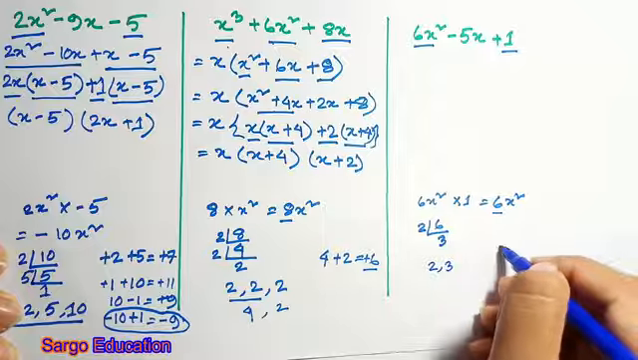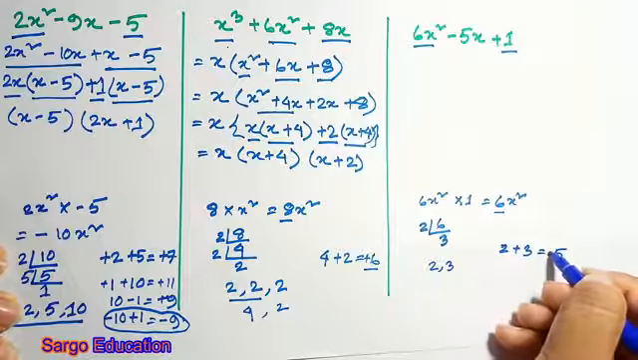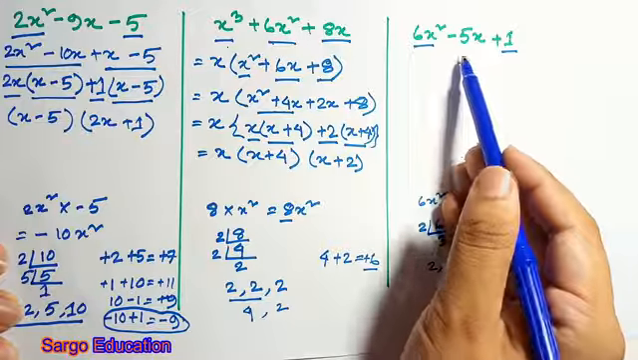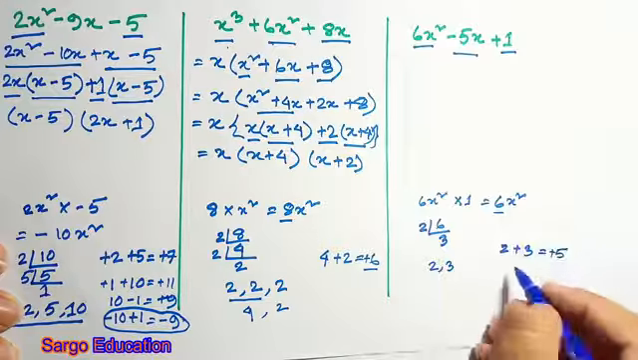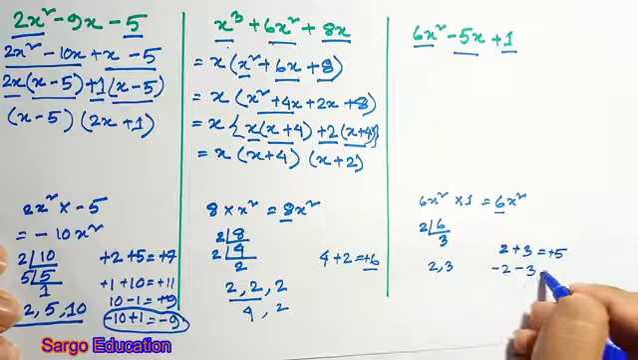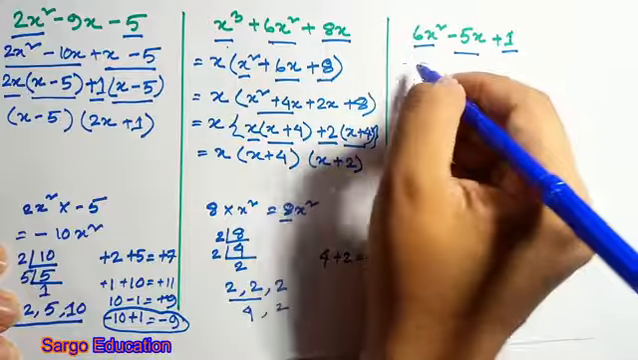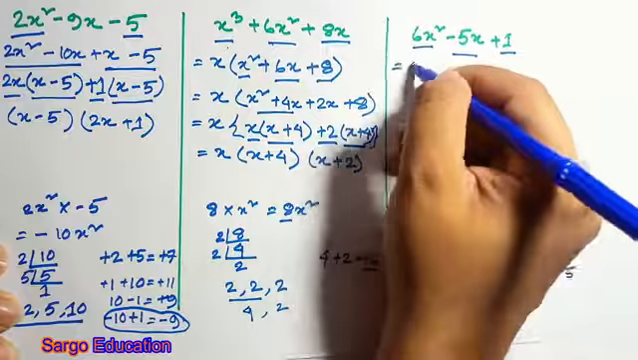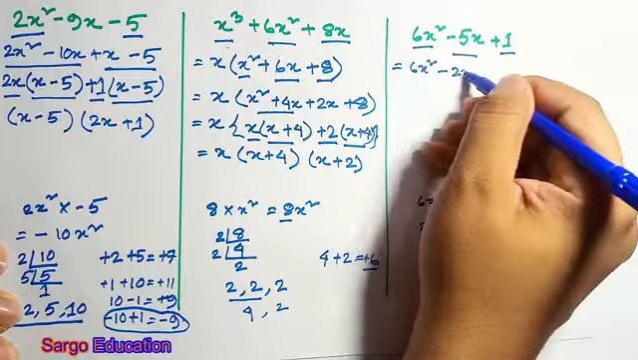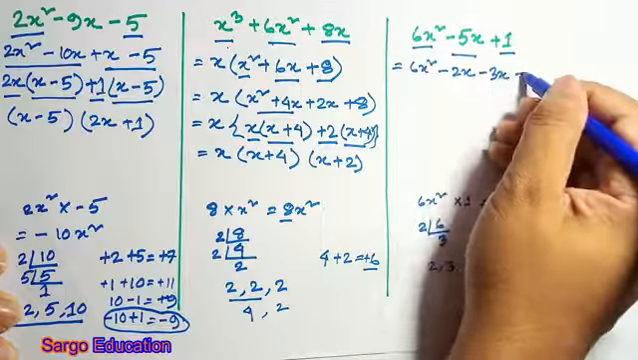After adding 2 plus 3, we get plus 5. But in our middle term, here it is minus 5. So we can write minus 2, minus 3. Then we can get minus 5. Okay. Now we rewrite this term. 6x square minus 2x minus 3x and plus 1.